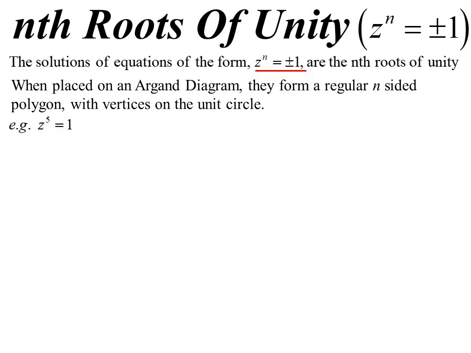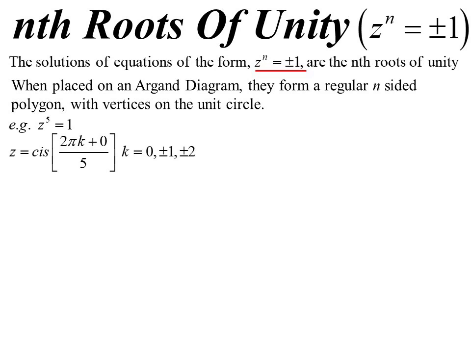Let's do the fifth roots of unity. So let's solve z to the power of 5 equals 1. Now, using our de Moivre's idea, we know the solutions to that will be cis of (2 pi k plus 0) over 5. We don't necessarily have to write plus 0 there, but I've just put it there because we know that the argument of 1 would be 0. Divided by 5, we want 5 solutions.